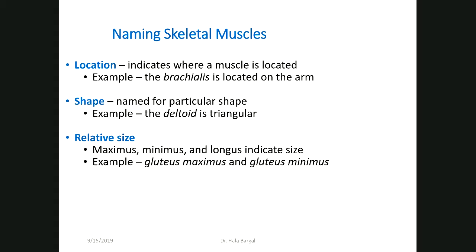Biceps femoris, located in the thigh. Pectoralis major, located on the pectoral region. Shape, named for a particular shape. Example, the deltoid is triangular in shape.